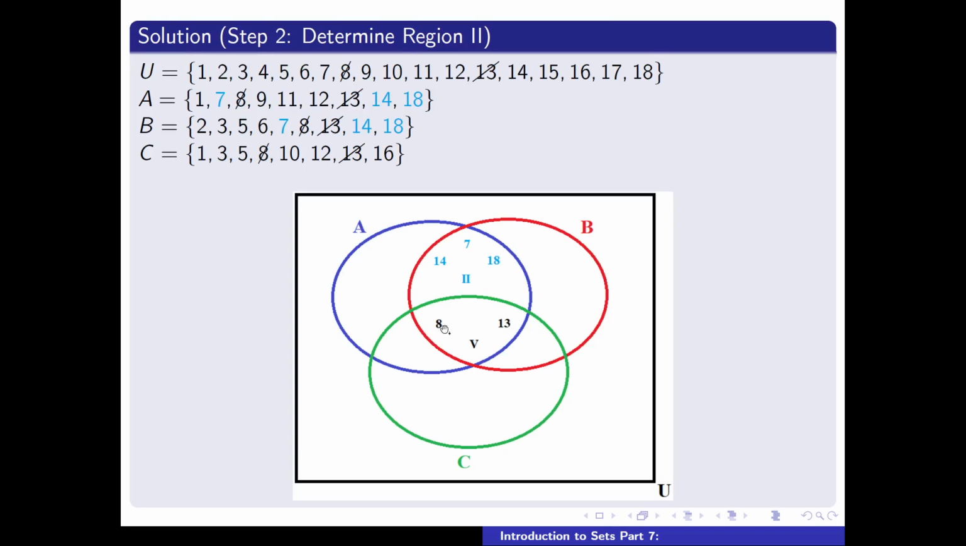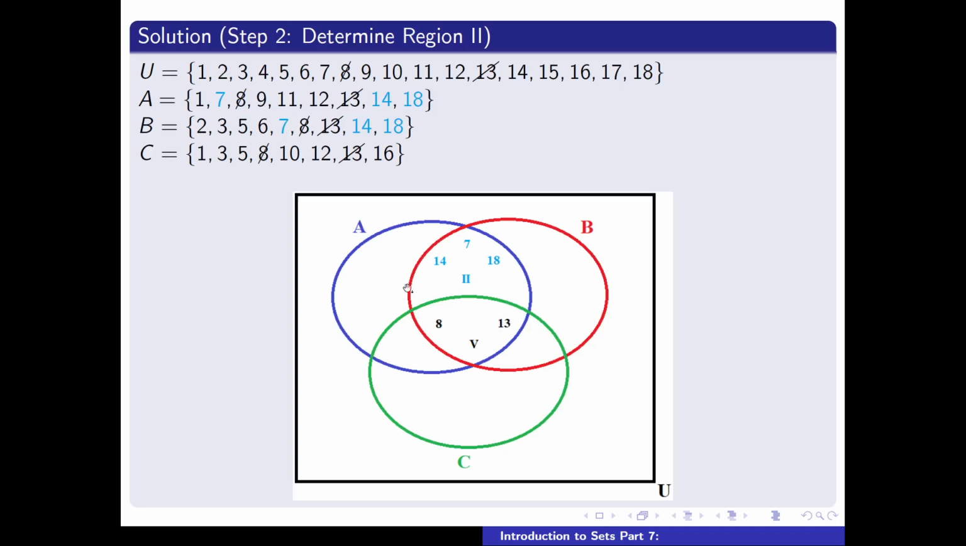Now, since 8 and 13 were already placed in region 5, a good note to keep as you construct these Venn diagrams is to X them out as you go. So notice I've X'd out elements 8 and 13 in all of A, B, and C, but I've also done that in the universal set. That way, whatever is left in the universal set, I know that I still have work to do because I haven't placed all the elements in the universal set somewhere in one of these regions.